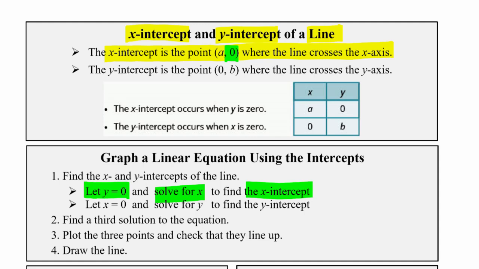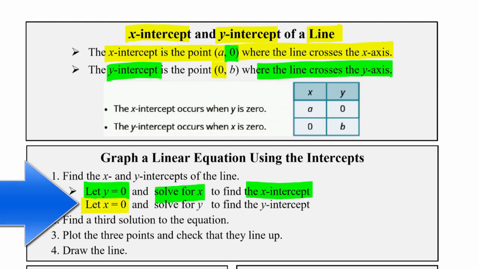The y-intercept is the point (0, b) where the line crosses the y-axis. Now I want you to notice, where is the 0 this time? The 0 is in the x coordinate. So to find the y-intercept of a line, we will let x be 0 and we will solve for y, and that will allow us to find the y-intercept.